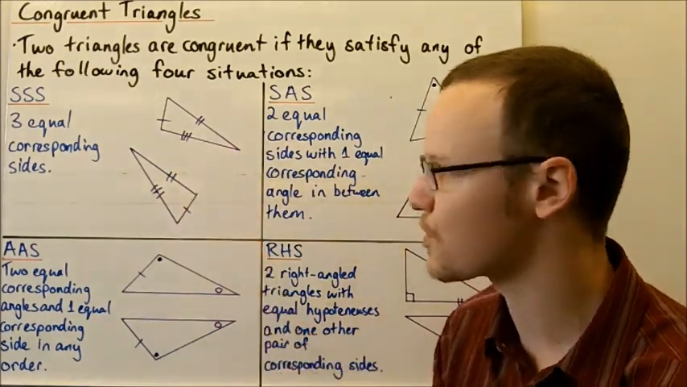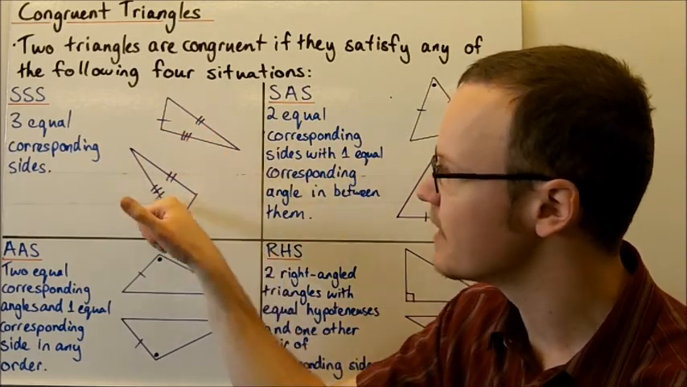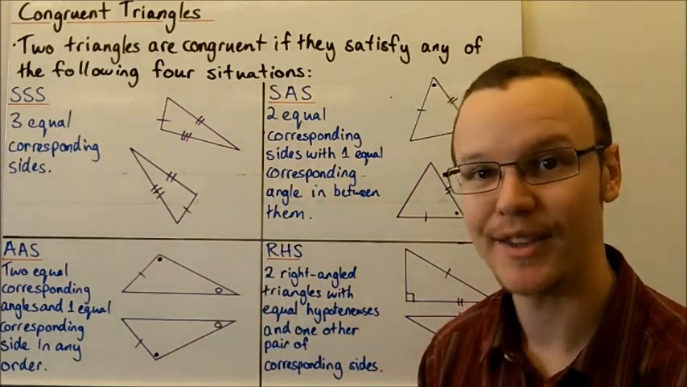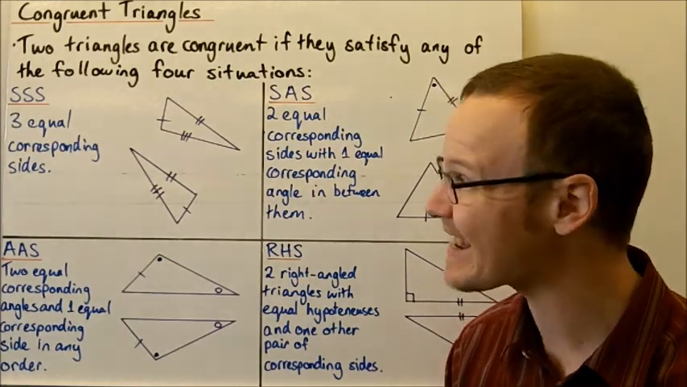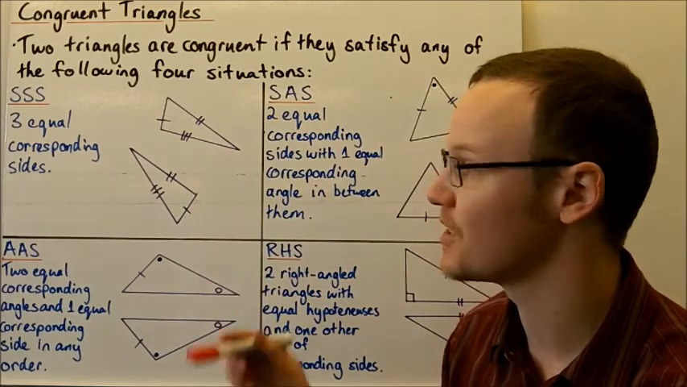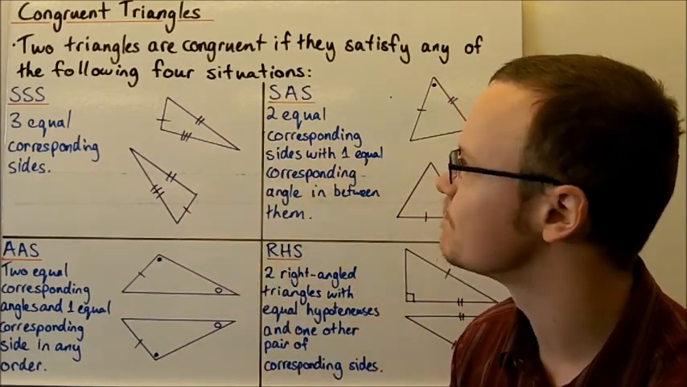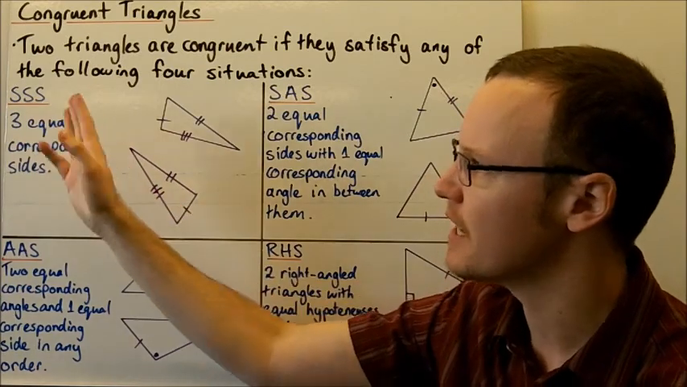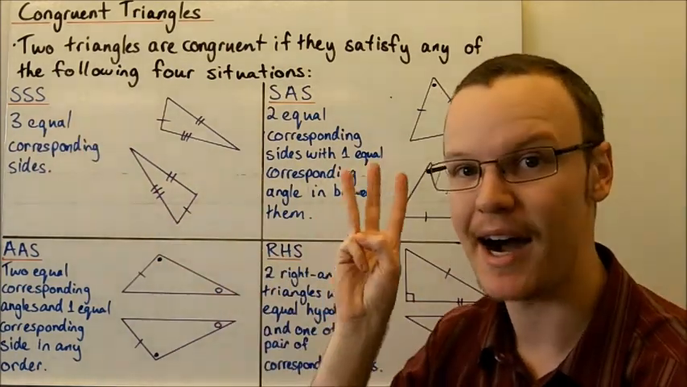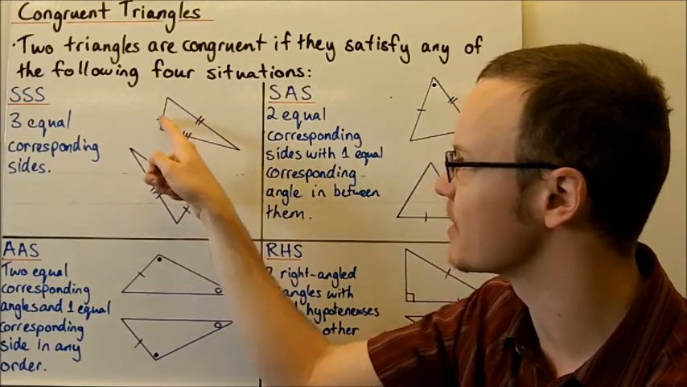So here we've got two triangles. Each of the sides has a corresponding side that is exactly the same length. Because they're the same length, we've got three corresponding sides. These two triangles are congruent, and that's based on this rule, SSS. Three sides are the same. This side matches that one, this matches that, and that one matches that one.